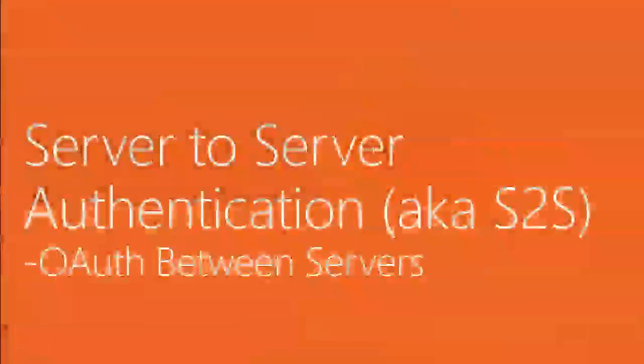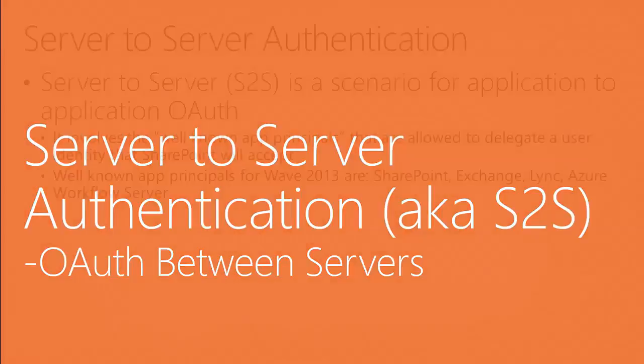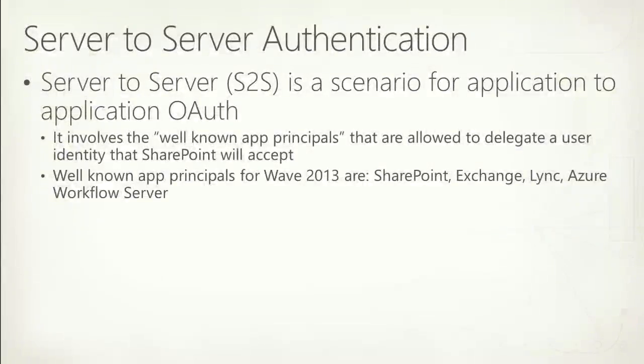Okay, so let's finally wrap up and let's talk about server-to-server auth, basically S2S, which is more or less what we just demonstrated. Okay, so again, this is a scenario for application-to-application OAuth. So what we're doing is we're setting up S2S for well-known application principals. Our application principals in 2013 are SharePoint, Exchange, Lync, and Azure Workflow Server. So in a common scenario here, you might want to set up trust between your SharePoint environment and Exchange so that you could get to the site mailbox, you can synchronize tasks, perform operations on behalf of the user on both sides of the fence.